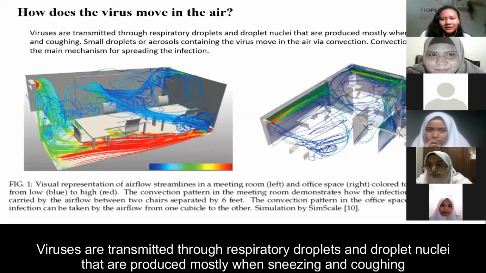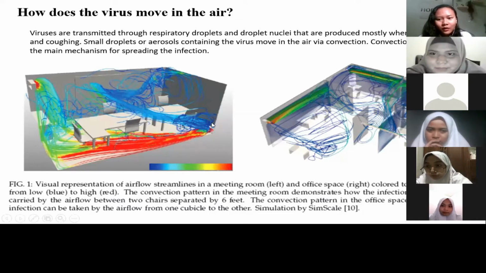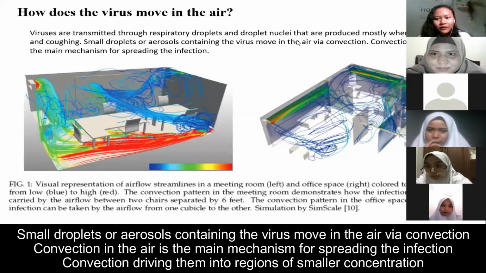Viruses are transmitted through respiratory droplets and droplet nuclei that are produced mostly when sneezing and coughing. Small droplets or aerosols containing the virus move in the air via convection. Convection in the air is the main mechanism for spreading the infection, driving them into regions of smaller concentration.